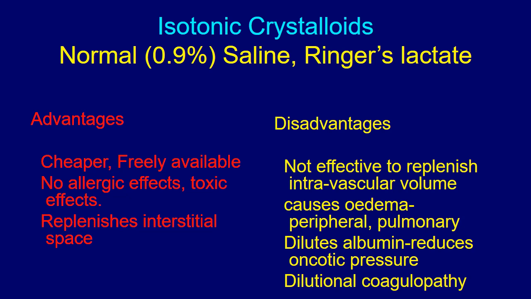So, what are the disadvantages then? As I mentioned earlier, isotonic crystalloids are not very effective to replenish the intravascular volume. Why? You can insert a cannula and infuse isotonic crystalloids into the intravascular compartment. However, after a while, those fluids will diffuse through the vascular membrane into the extracellular volume, namely initially to the interstitial space.